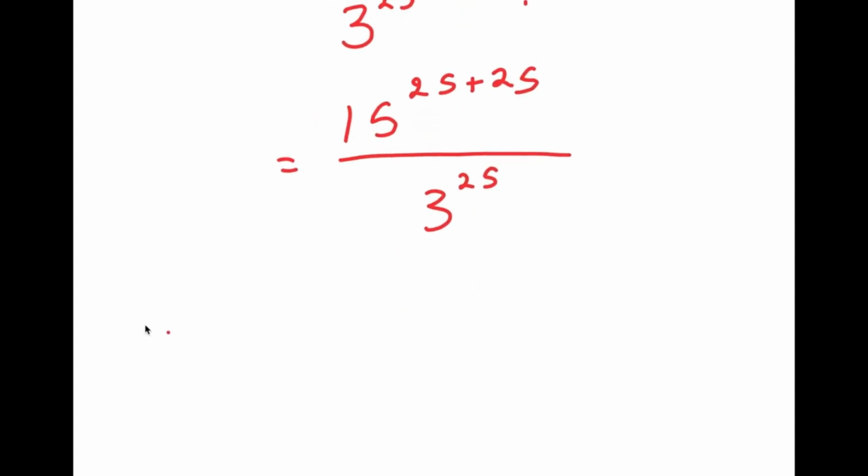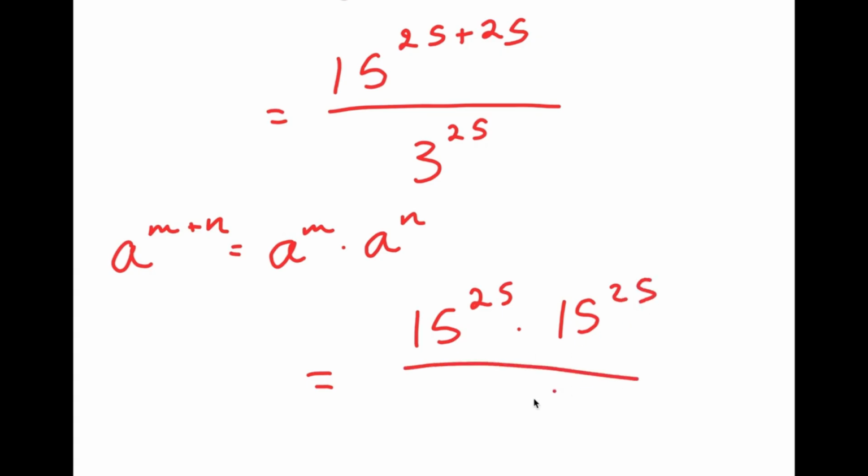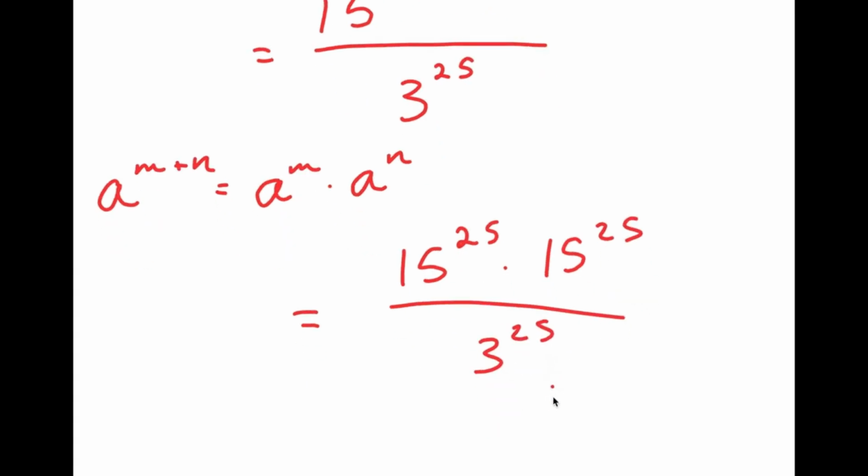The reason I did this is because now I can use the property a to the power of m plus n is equal to a to the power of m times a to the power of n. So in this case, 15 to the power of 25 plus 25 is going to equal 15 to the power of 25 times 15 to the power of 25. And I have this over 3 to the power of 25.